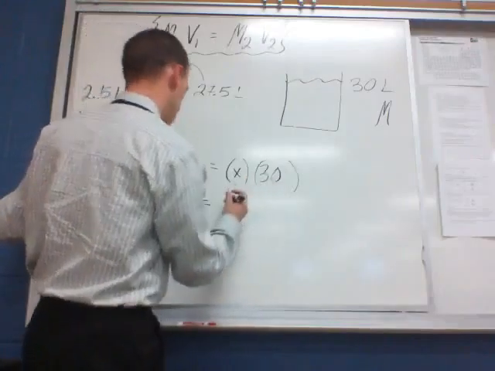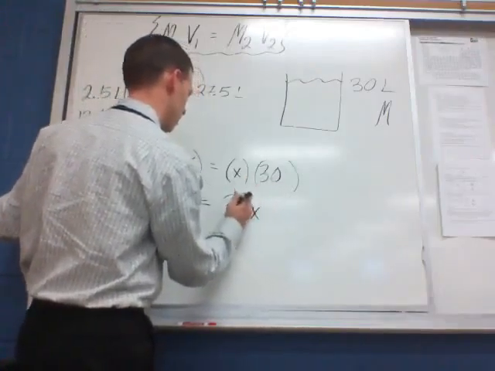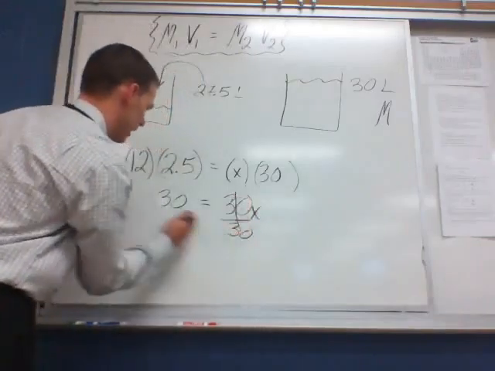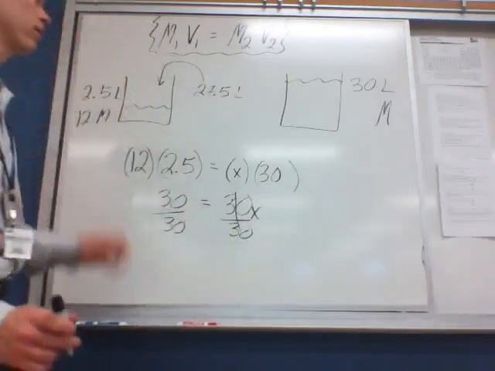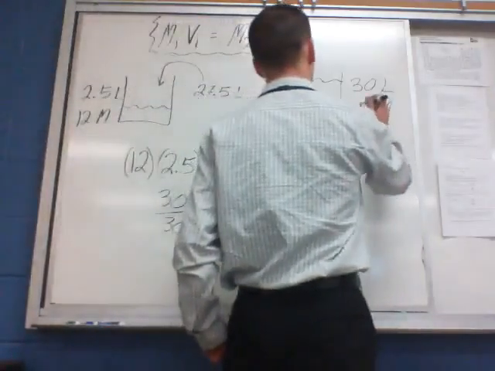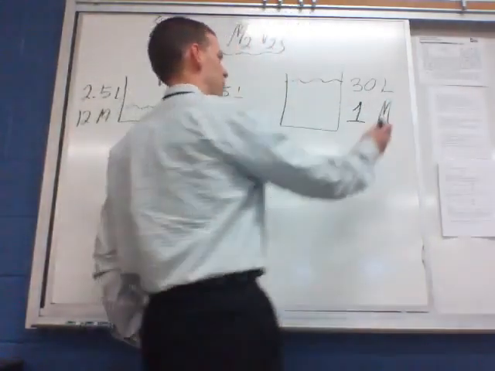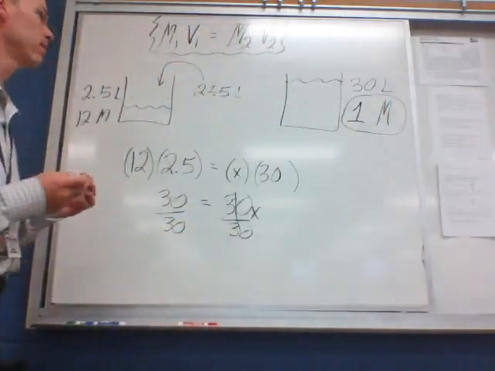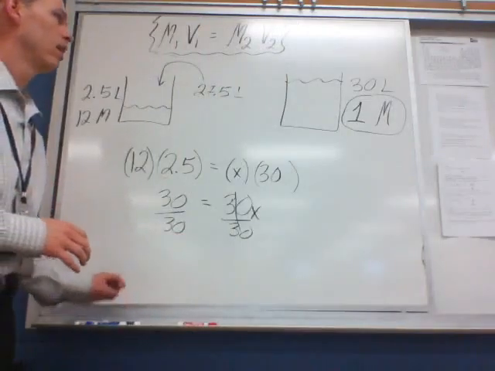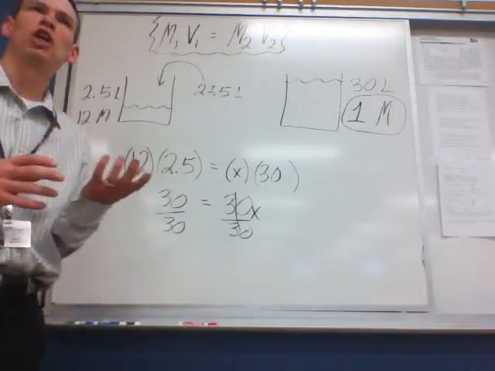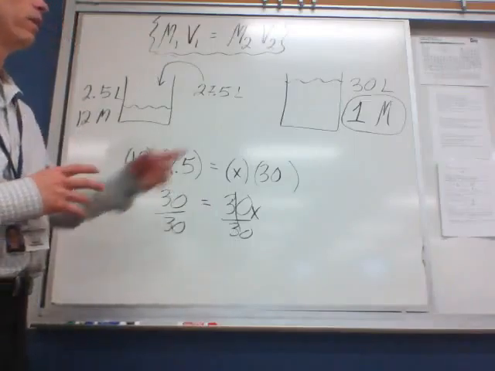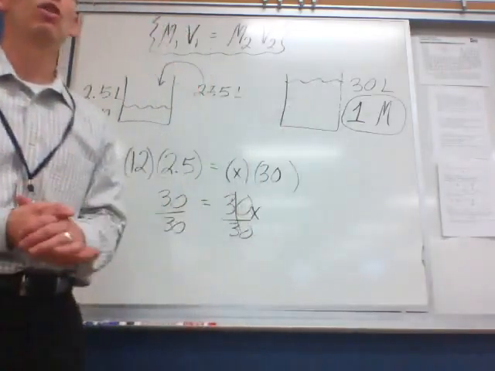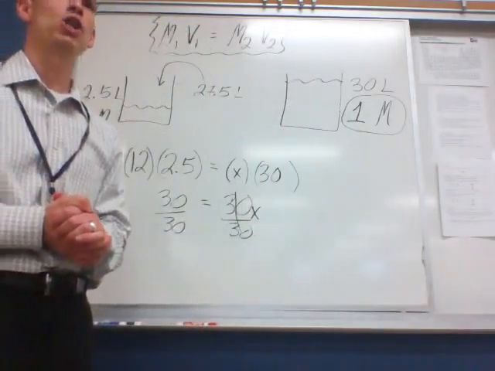30 times x is 30x. Divide by the number connected to the x. And what's 30 divided by 30? Look at that. Now it's safe to use. I would happily give you 1 molar sulfuric acid. And now there's a bunch of it. That's the other good thing about diluting, is not only is that solution safe now, but there's a ton of it because I added so much water. Any questions?